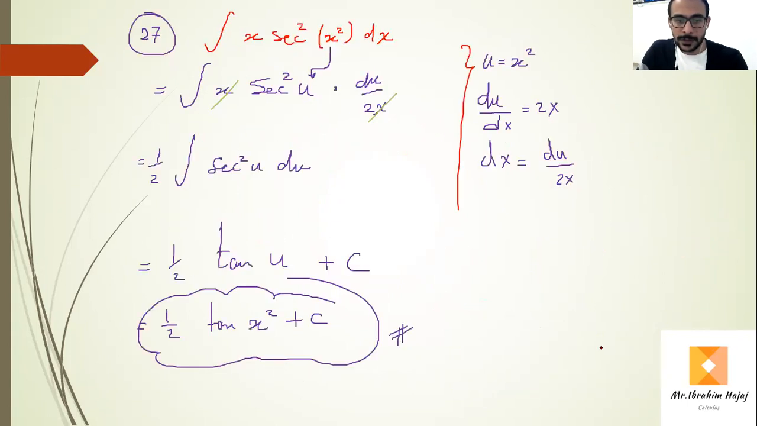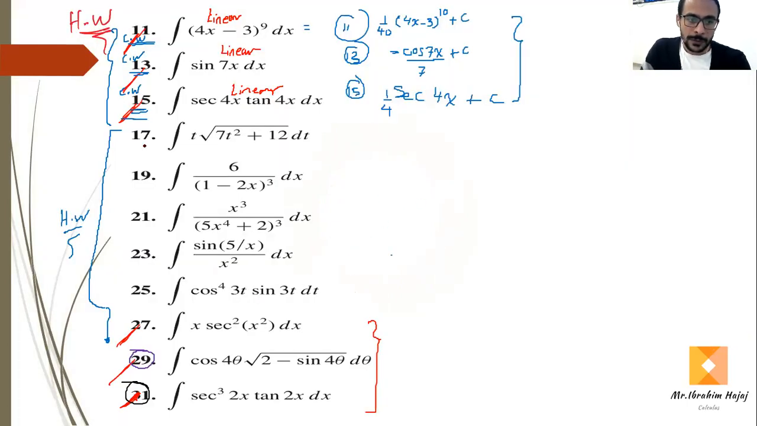So your homework, guys, as we agreed, from question 17. Just write the homework down: 17, 19, 21, 23, 25. 1, 2, 3, 4, 5 questions only.